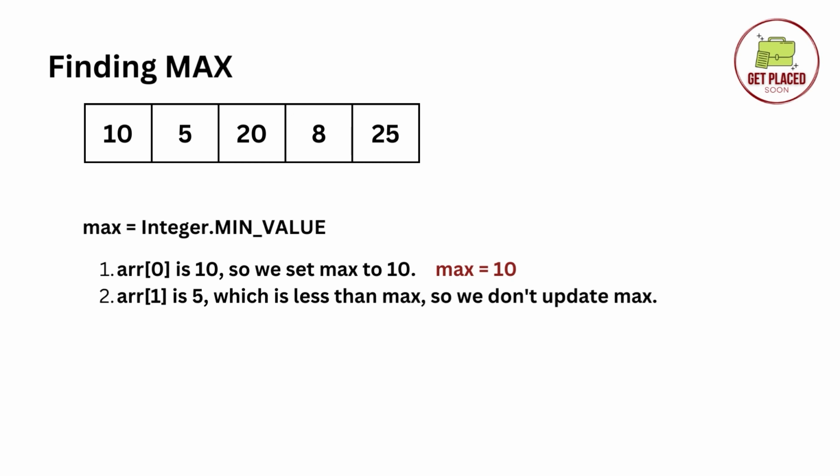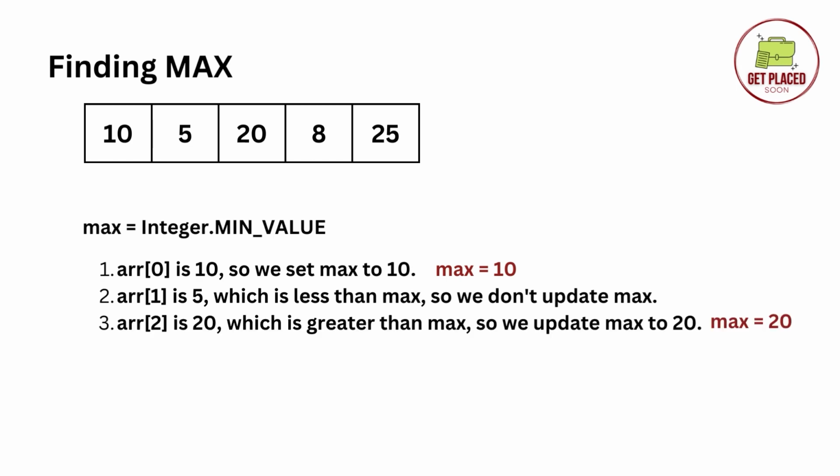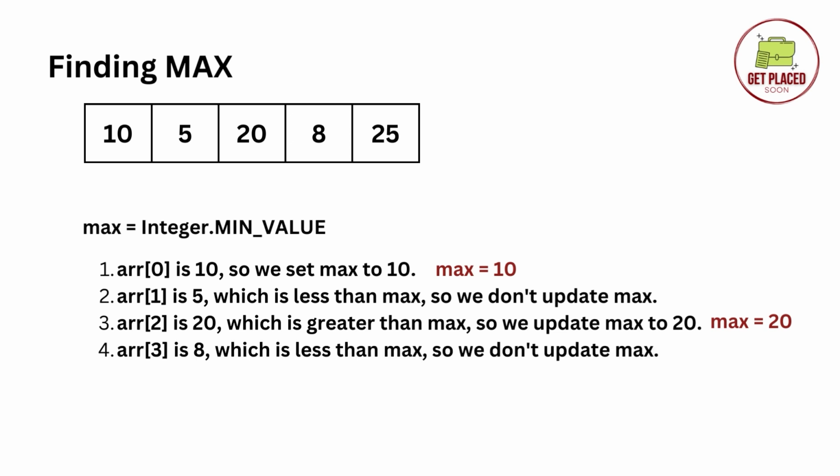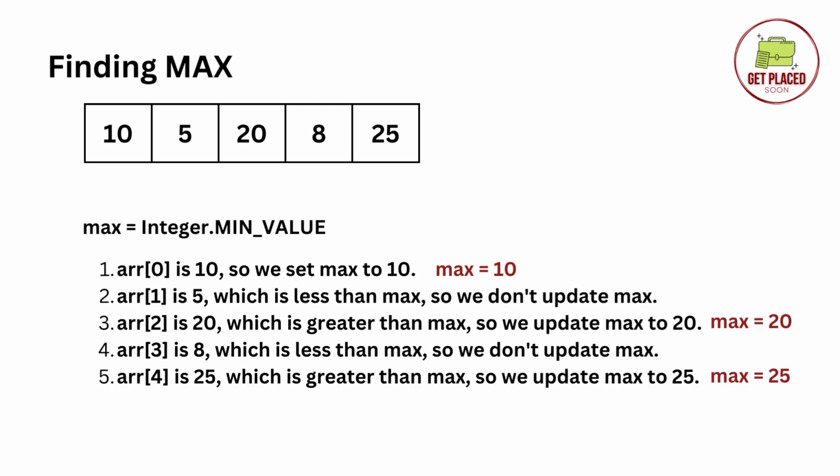The second element of the array is 5. 5 is less than max, so we keep the max as 10 only. The third element is 20. Now 20 is greater than 10. 20 is greater than max, so we update the max value. The fourth element is 8. 8 is less than 20, so we do not update. The fifth element is 25. Now 25 is greater than 20, so we update max to 25. Now the maximum value throughout this array is 25. This is how we find minimum value and maximum value.